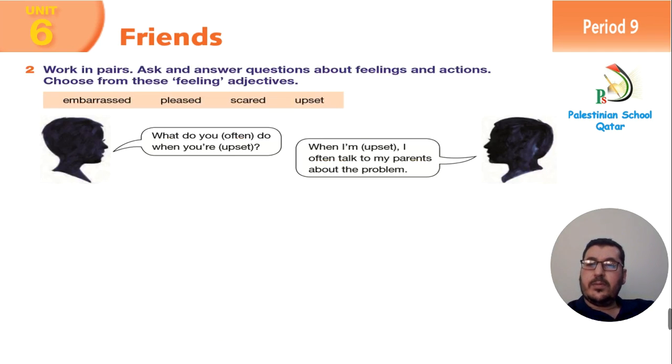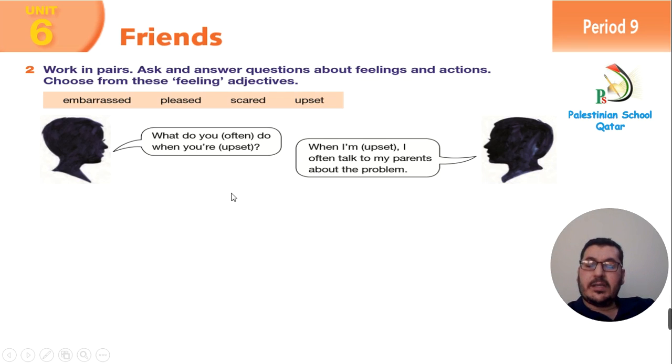Activity 2, we work in pairs. Ask and answer a question about feelings and actions. Choose from these feeling adjectives: embarrassed, pleased, scared, and upset. And the question is, what do you often do when you are upset? You can ask your friends, you can ask your family members the question, and they will answer you. When I am upset, I often talk to my parents about the problem.